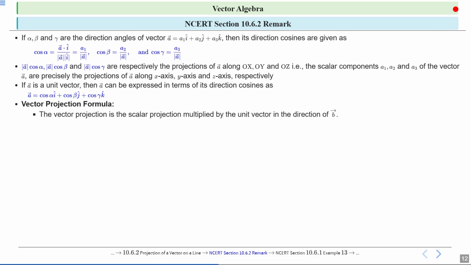Now the vector projection formula, let's see. The vector projection is the scalar projection multiplied by the unit vector in the direction of B, right? Now the vector projection of A on B is basically equal to A dot B upon magnitude of B squared, into B, right?